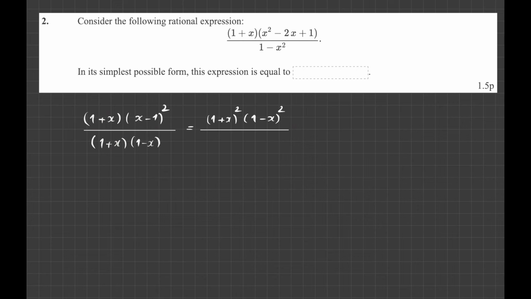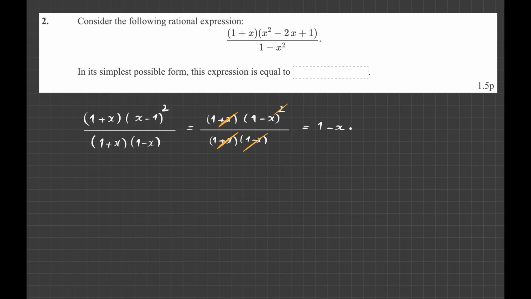oh sorry, I don't know why I put this power of 2. There is no power of 2 here, of course. And then what I do, it becomes 1 plus x and then 1 minus x. And then you see that this 1 plus x and that 1 plus x are gone. 1 minus x and one of them are gone. And what is left for me is 1 minus x. Okay.